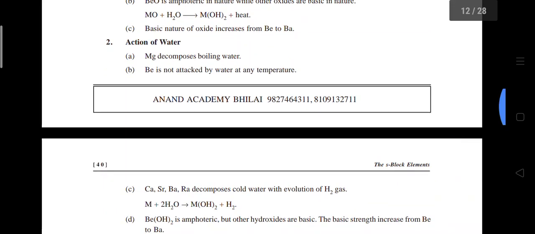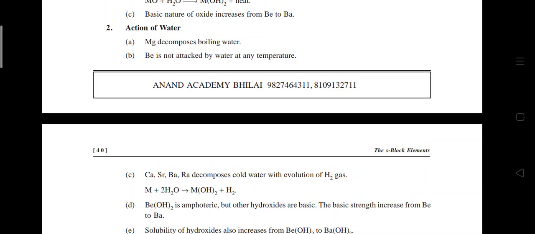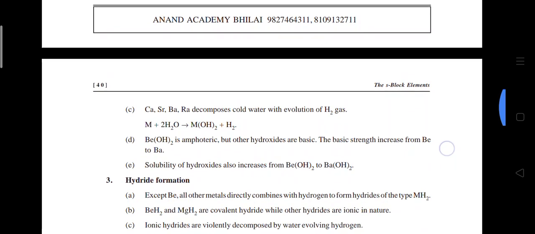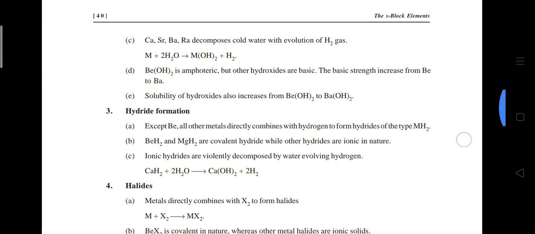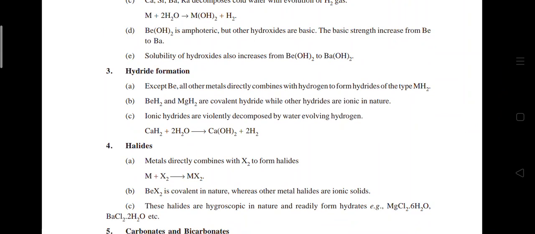Second, action of water. Magnesium decomposes boiling water. Beryllium is not attacked by water at any temperature. Calcium, strontium, barium and radium decompose cold water with evolution of hydrogen gas. Beryllium hydroxide is amphoteric but other hydroxides are basic. The basic strength increases from beryllium to barium. Solubility of hydroxide also increases from beryllium hydroxide to barium hydroxide.